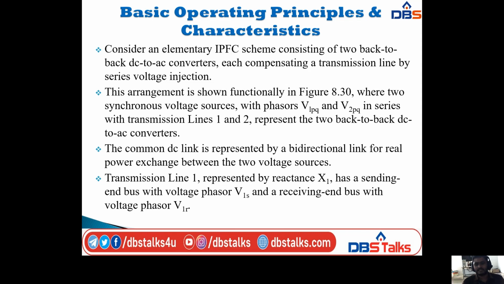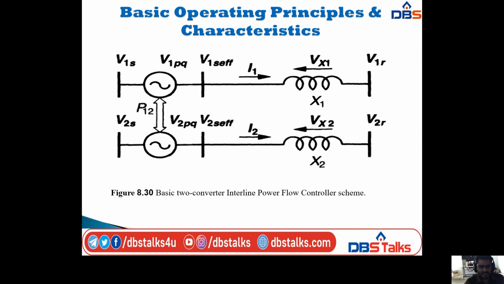Here, transmission line 1 is represented by a reactance X1, and has a sending end bus with voltage phasor V1S and a receiving end bus with voltage phasor V1R. So that is the explanation for this diagram.